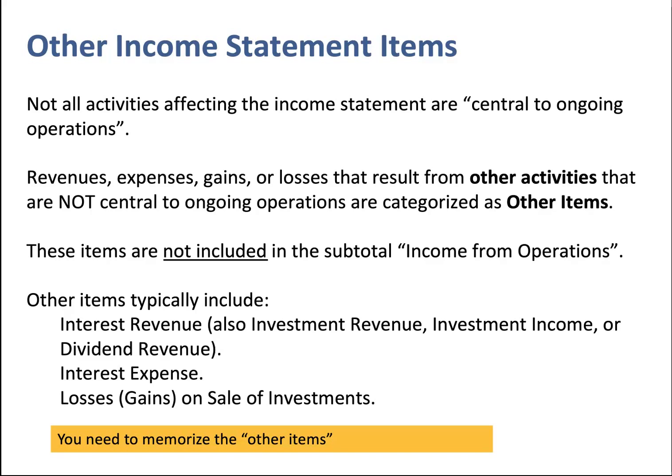So these include interest revenue, interest expense, and losses on sales of investments. Now you have to memorize these; you have to memorize the other items. For now, it's pretty simple: it's the interest revenue or expenses, and gains or losses on the sale of investments.